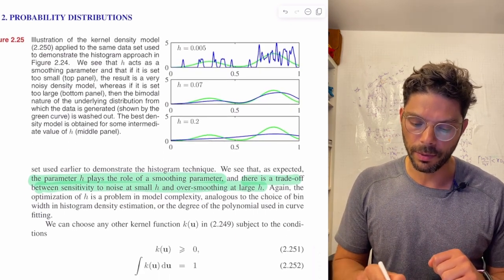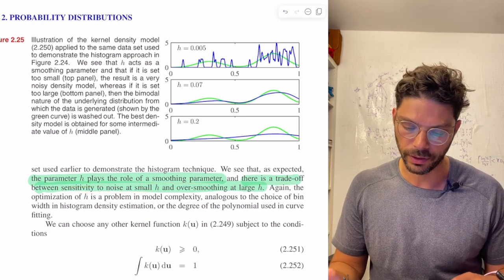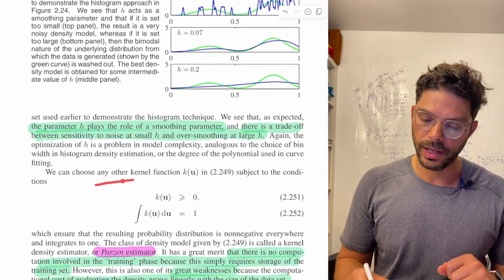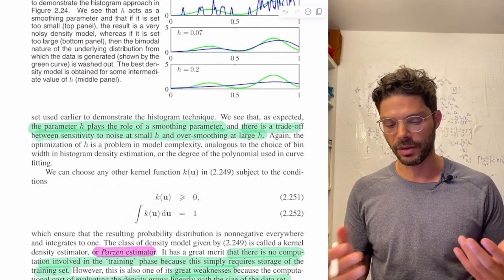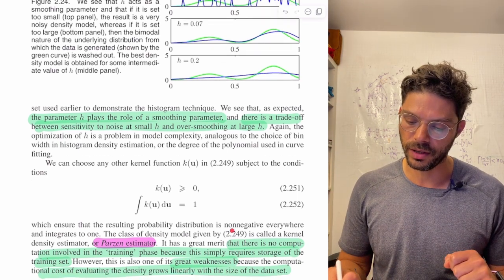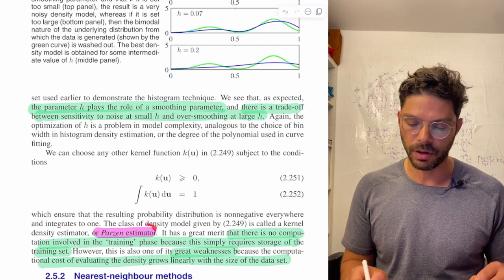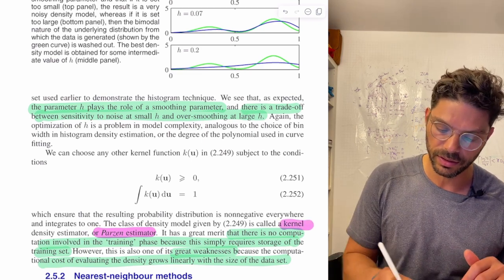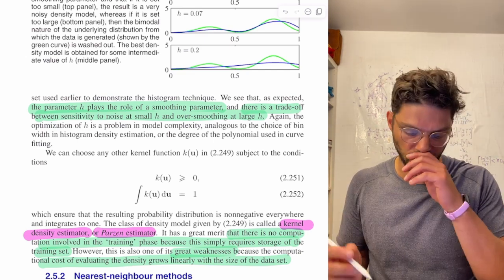Okay, so the parameter h plays the role of a smoothing parameter, and there's a trade-off between sensitivity to noise at small h and over-smoothing. Optimization of h is a problem in model complexity. We've already talked about it. We can choose any other kernel function subject to the condition that they're all positive. So these are like probability distributions, basically. That's the way we're treating them, which ensures that the resulting probability distribution is non-negative everywhere and integrates to 1. This class of density model is called the kernel density estimator or Parzen estimator, if you care about these names. You'll see these as KDEs. Parzen you'll occasionally see. So just good to know, but nothing to be afraid of.